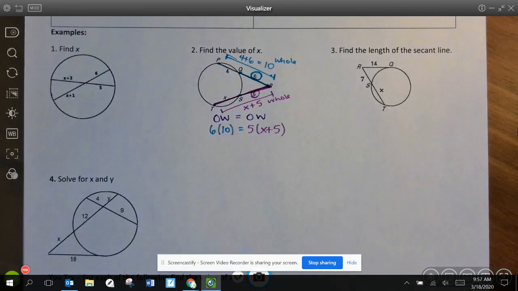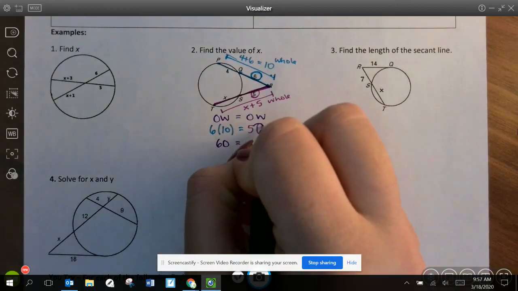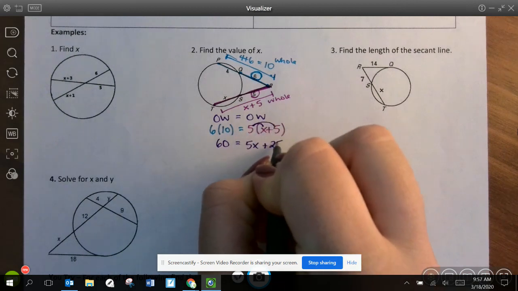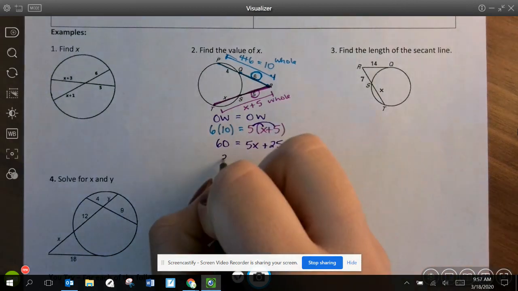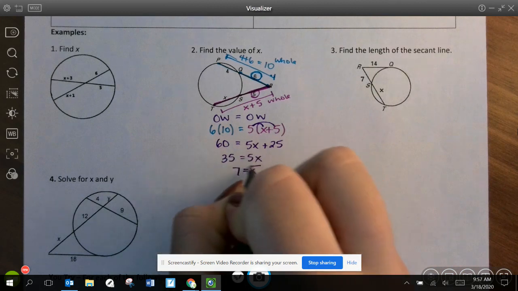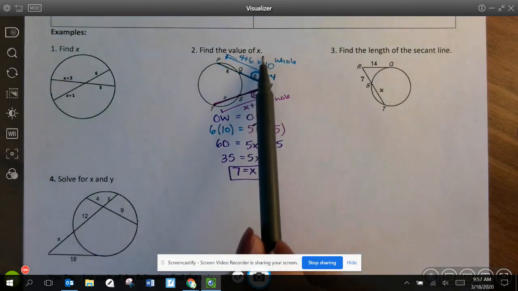From here, I'm just going to do some algebra. 6 times 10 is 60. And then I'm going to distribute my 5. That's 5x plus 25. Subtract 25 from both sides, and you get 35. Divide by 5, and your x is 7, which answers my question here.